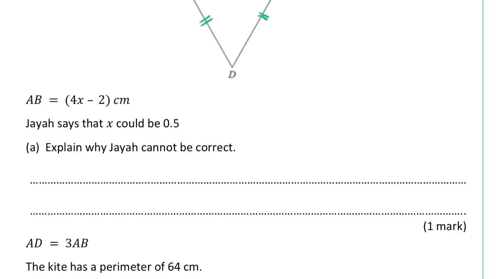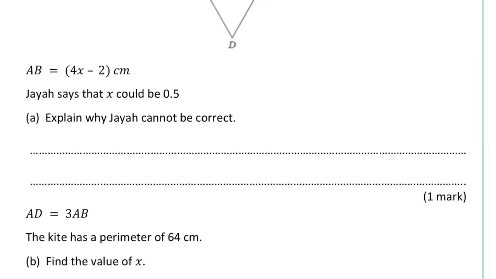Now, don't forget in these questions, when it says they cannot be correct, they are never correct. So you're always trying to prove why they're not. So don't say Jaya is correct. Okay, she's wrong. It tells us she's wrong. So if x is 0.5, well, if the side length is 4x minus 2, which of course means 4 times x, take away 2, well, let's just put it in and see what we get. So that's 4 times 0.5 and take away 2.